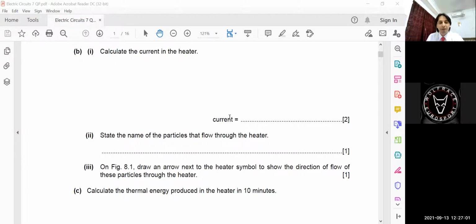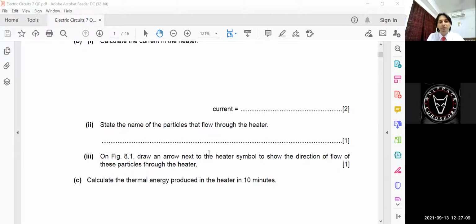The second part: state the name of the particles that flow through the heater. What particles move? Electron. Yes, for this part, the answer will be electrons flow. You can write electron like this or electrons.